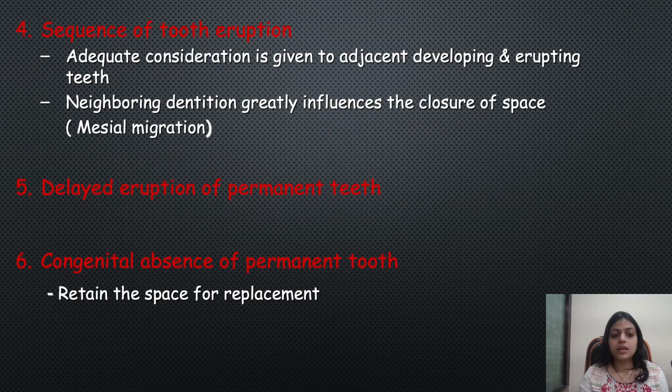Then the sequence of tooth eruption, adequate consideration is given to the adjacent developing and erupting teeth. There is usually mesial migration of the teeth adjacent to and posterior to the lost tooth, which causes space closure. So all those things should be considered. In certain cases there is delayed eruption of permanent teeth, so the space maintainer has to be kept for a longer duration. With congenital absence of a permanent tooth, sometimes space closure is required, but there are times when we need to retain that space for replacement in future.